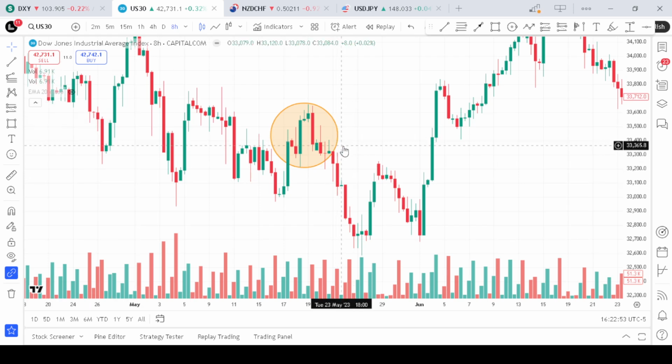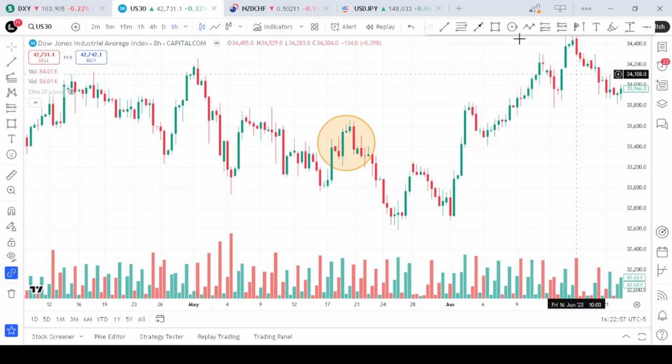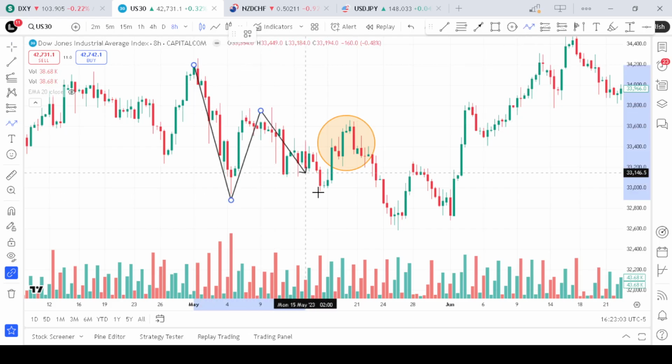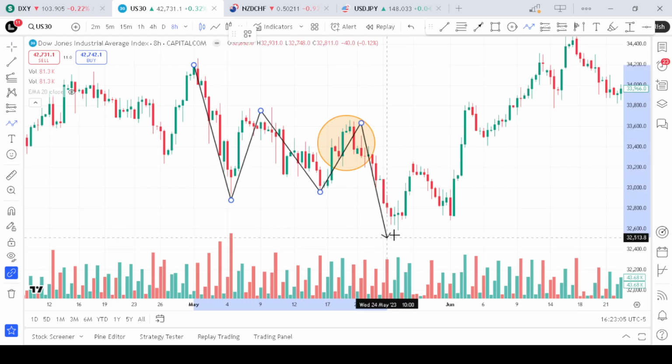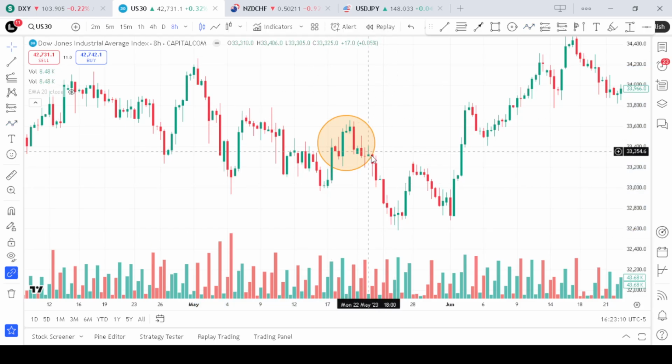As you can see, it's formed in a bearish trend, where price was making a series of lower lows, lower highs, lower lows, lower highs, lower lows. This is a bearish trend.